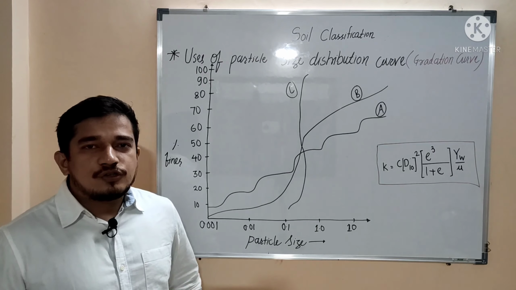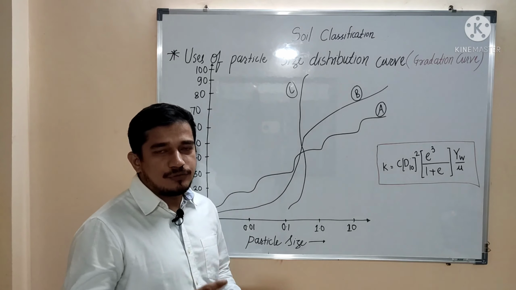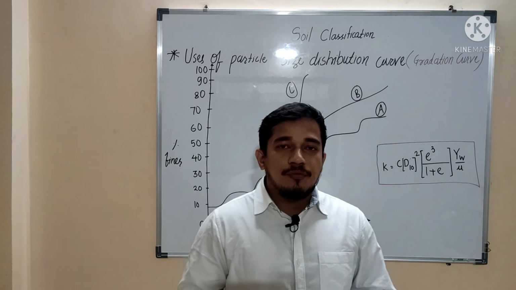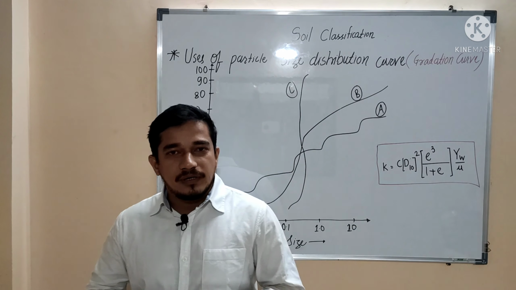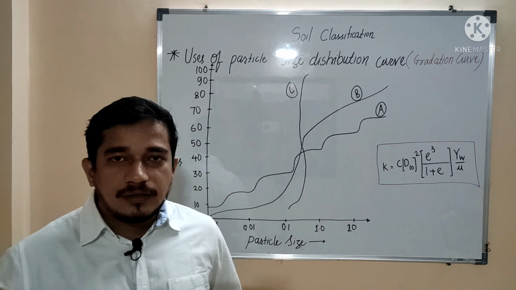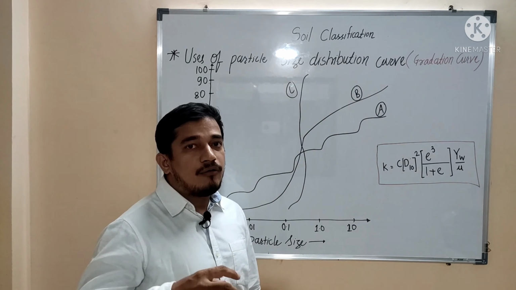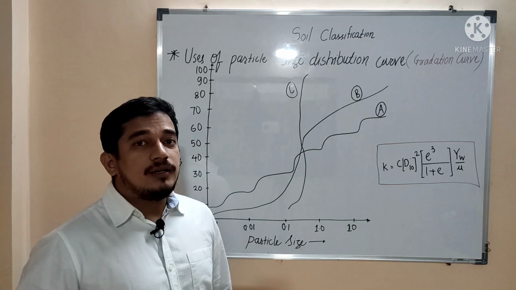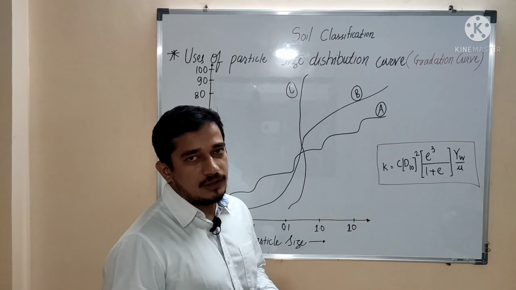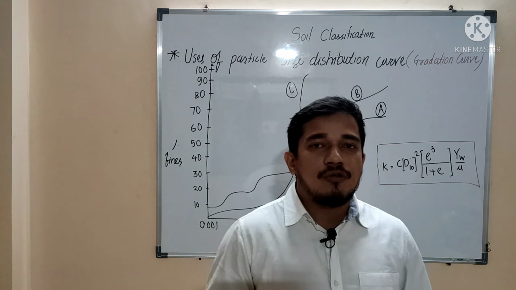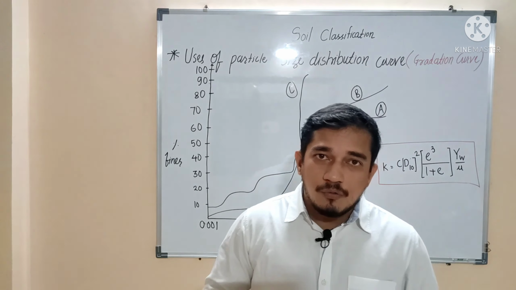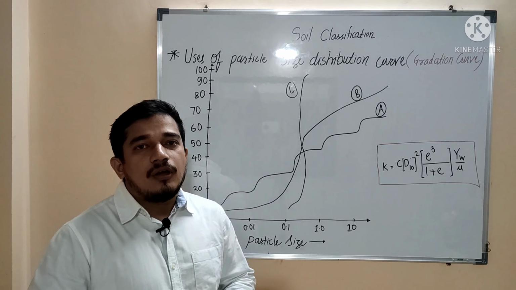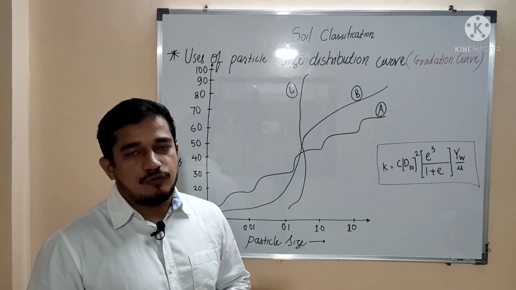Hello everyone. So far we have seen what is theory of sedimentation, hydrometer method, the relationship between the percentage finer and the corrected hydrometer reading. Okay, and we have also derived that same equation, and we have studied what are the limitations of sedimentation analysis. So in today's lecture we are going to see what are the uses of particle size distribution curve and what is relative density. Okay, so these two terms or these two parts we are going to study.